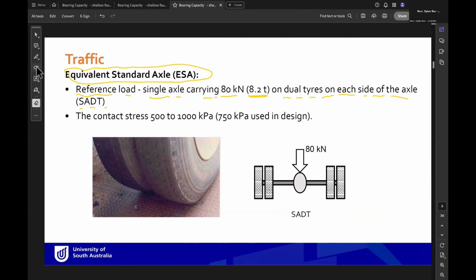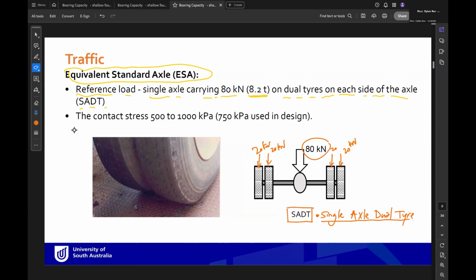Okay. So if we look here, this is our example. It's called single axle dual tire. This axle can carry 80 kilonewton. So again, each wheel will carry 20 kilonewton. So here, this wheel is 20, this wheel is 20 kilonewton.